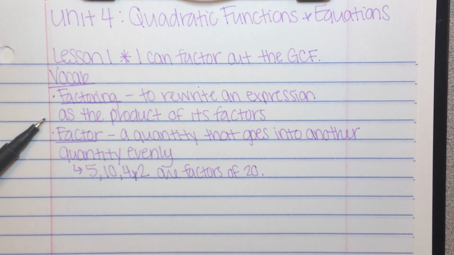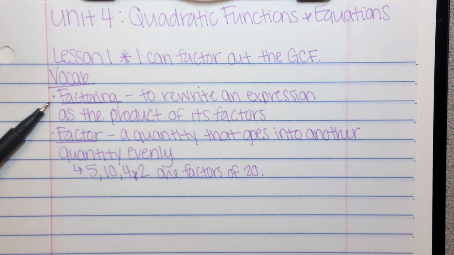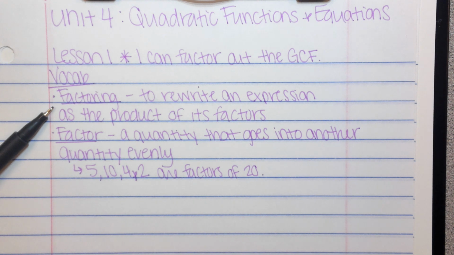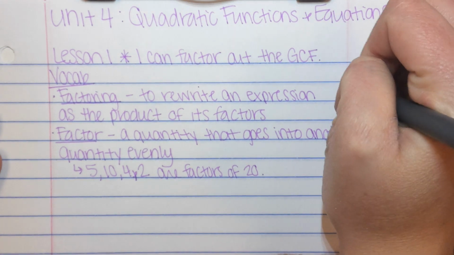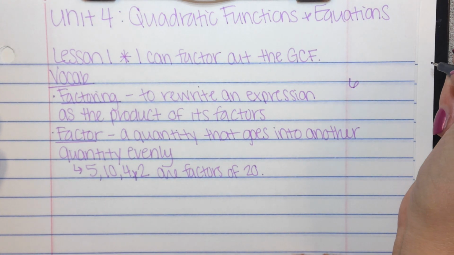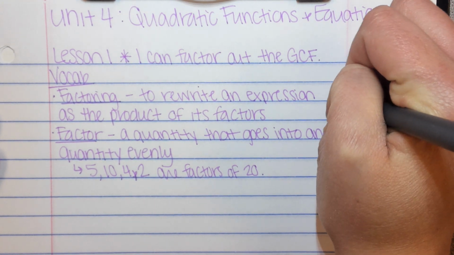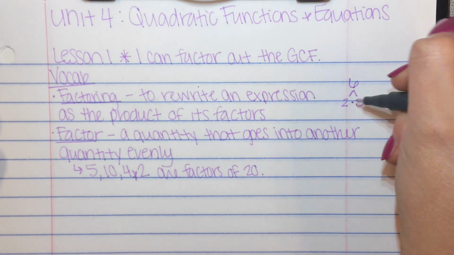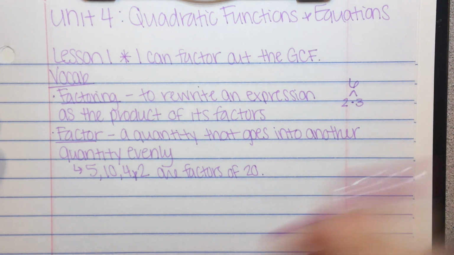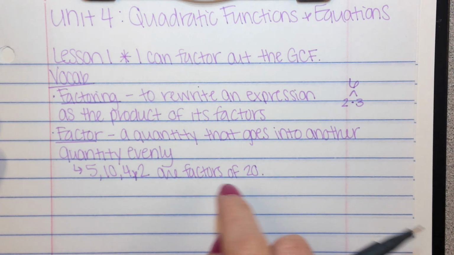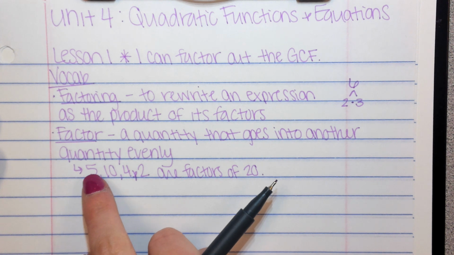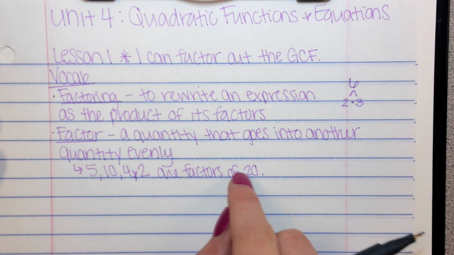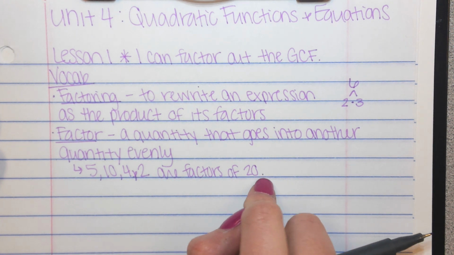What is factoring? Okay, so write down this vocabulary for me. Factoring means to rewrite an expression as the product of its factors. So if I have the expression 6, I can factor that by saying that is 2 times 3. So I factored 6 there, okay? A factor is just a quantity that goes into another quantity evenly. So 5, 10, 4, and 2 are all factors of 20. Okay, so that's what we're doing.